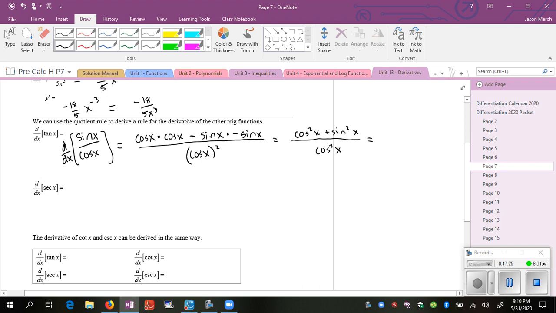And there it is. You could already hopefully see it, recognize that this is the most popular Pythagorean identity, giving 1 over cosine squared, which gives us a final answer of secant squared x.